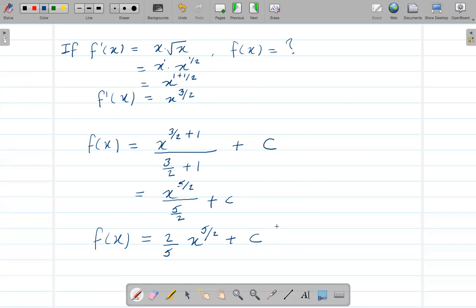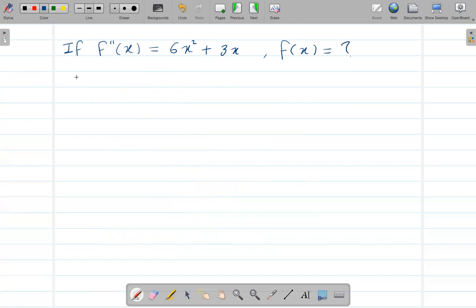Okay, so this is how you do it. Let me do one more example. If f double prime of x is given as 6x squared plus 3x, then what is f of x? So now f double prime is given. In this case, we need to take the antiderivative 2 times, right?